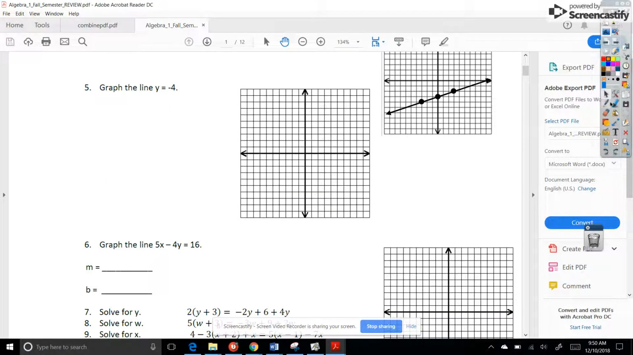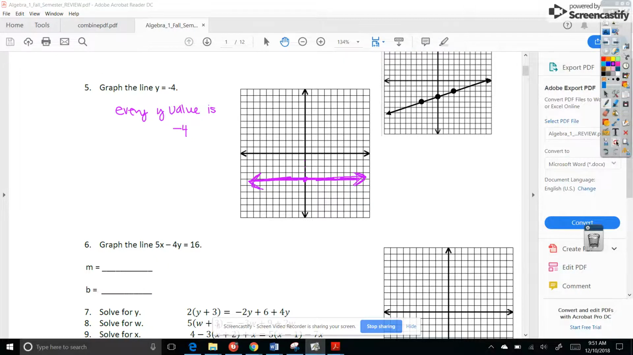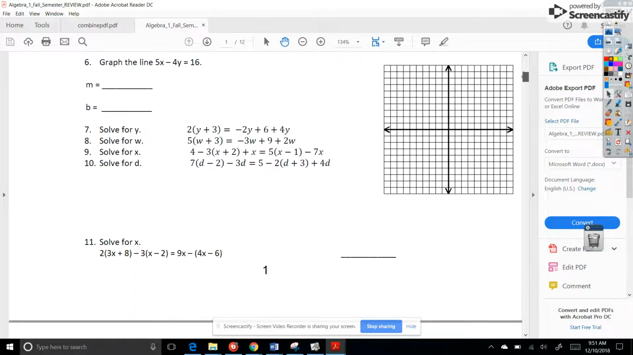Okay, graph the line y equals -4. This means that on this line, every y value is going to be -4. So 1, 2, 3, 4, and I have every y value being -4. Sorry, this should be straight. I'll move down so I can actually do more than one problem before erasing again.